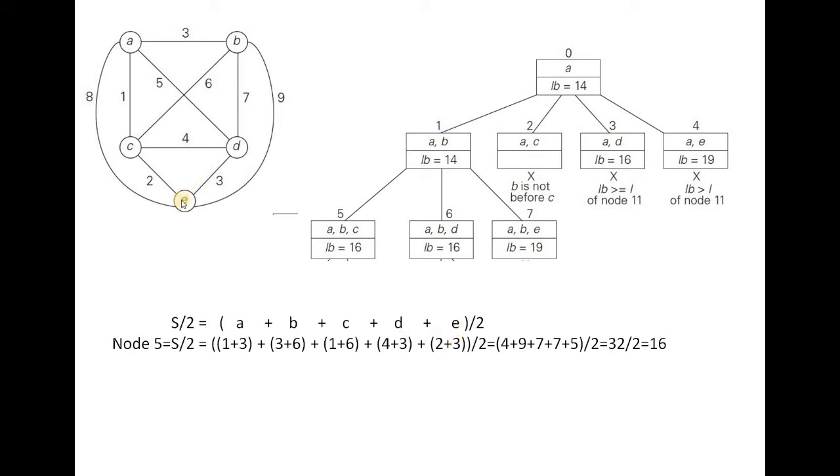For E, two least cost paths, 2 and 3. That is written. So find out the sum of all these numbers. Sum is 32. Divide by 2 will give you the value 16. So 16 is written here. Likewise, you need to calculate the lower bound value for node number 6.